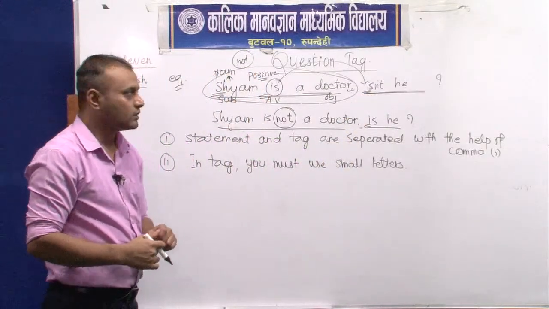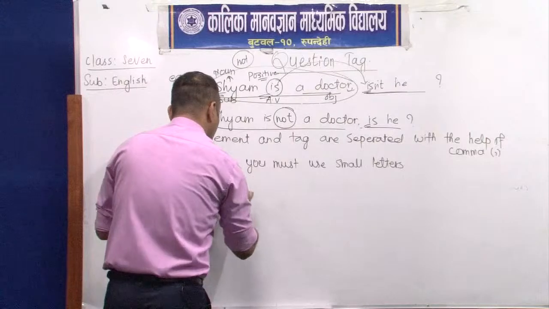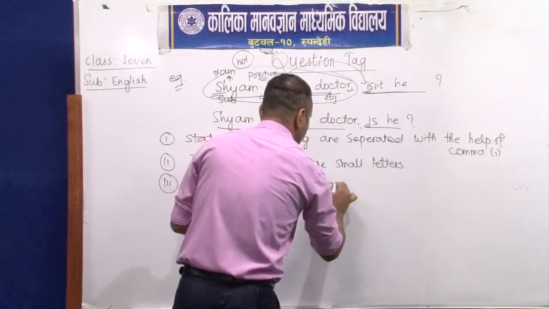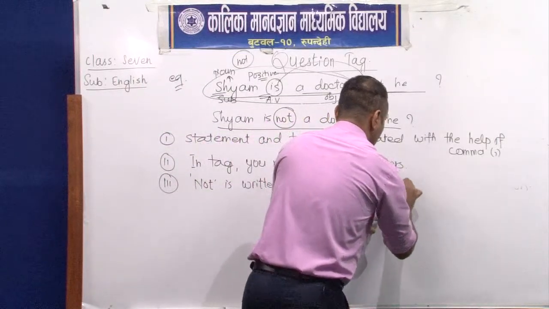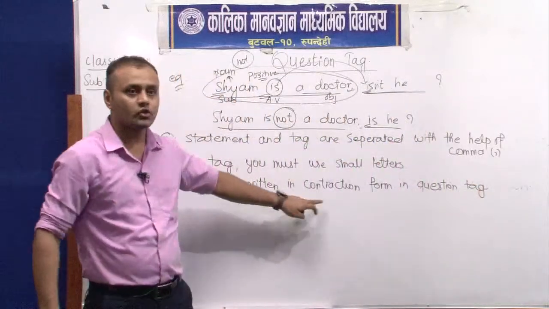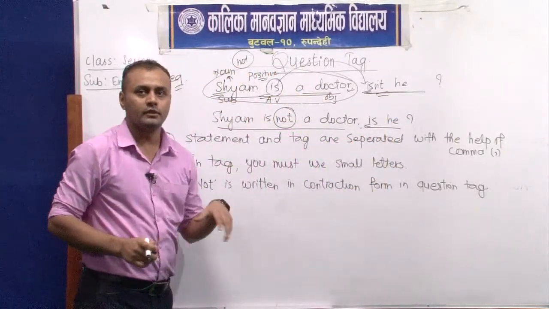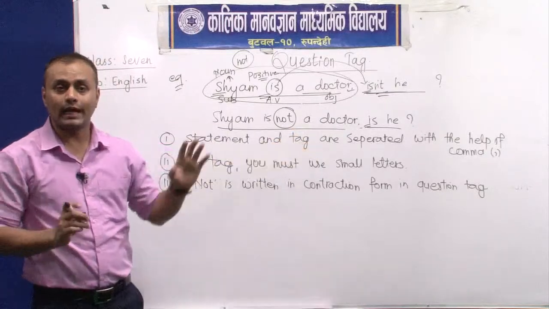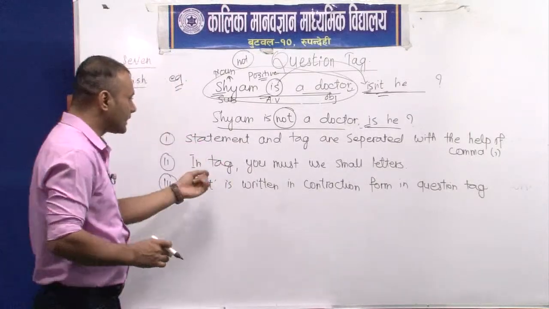That's your next formula. Similarly, next formula is: not is written in contraction form in question tag. You see, contraction form. Contraction form means short form. If your statement is positive, at that time we use not in our question tag. At that time, not should be written in contraction form. You can't write not in full form, full version, in your question tag. All right? Are you getting my point? You can write it down. Okay? It will help you.